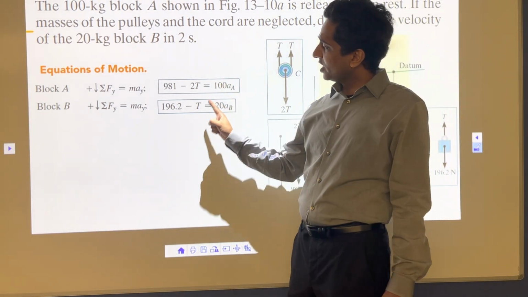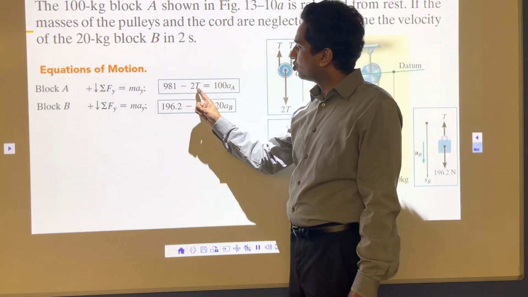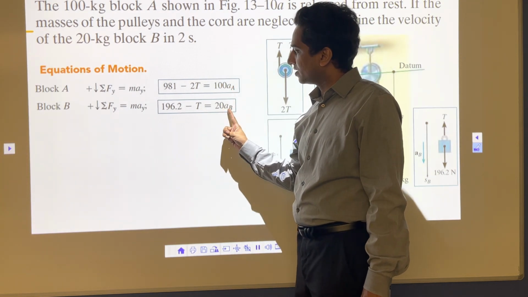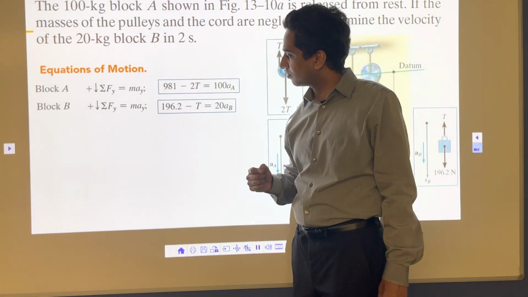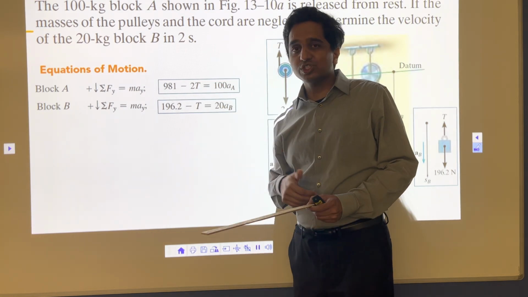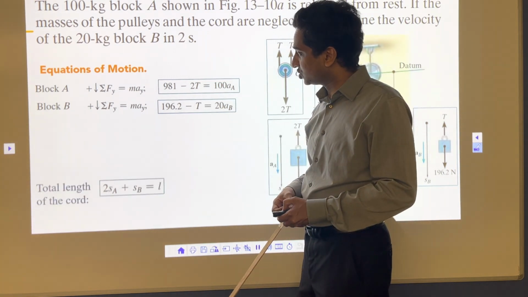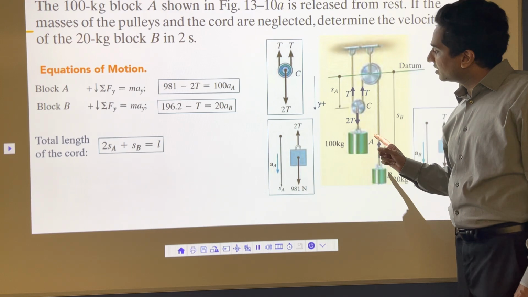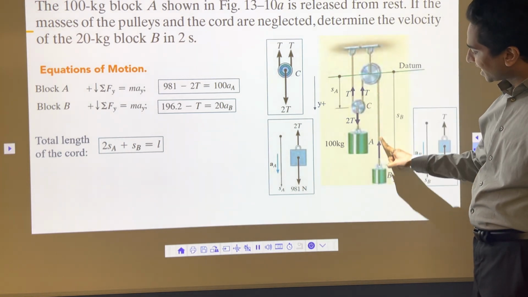So I have two equations, I have three unknowns. I don't know T, I don't know A, I don't know AB. I need something else in this problem. So for that we are going to use chapter 12. Chapter 12 relationship. In chapter 12, if you remember, we try to apply the equation for the entire thing.